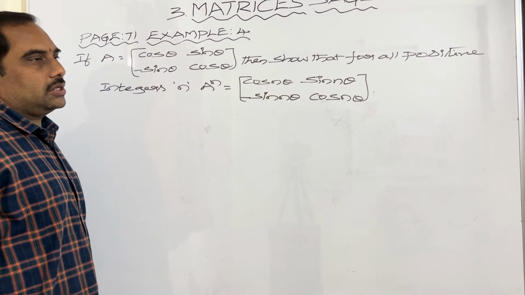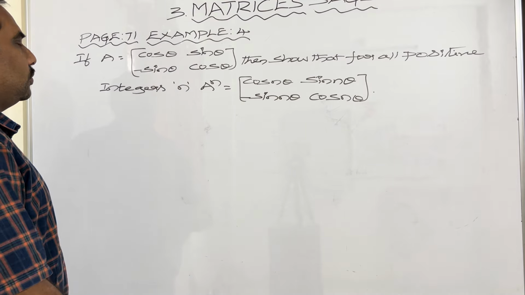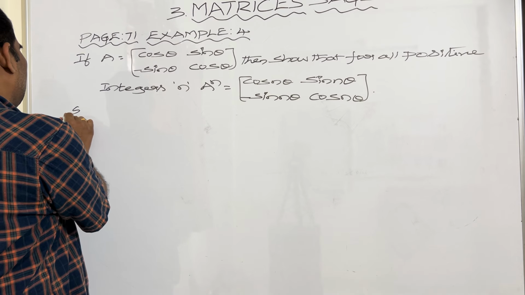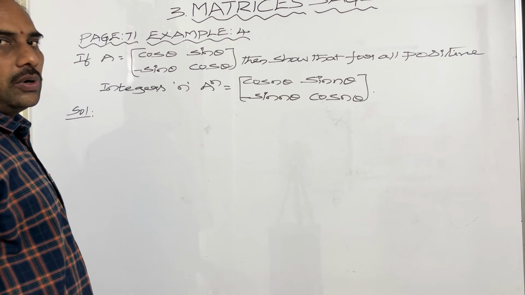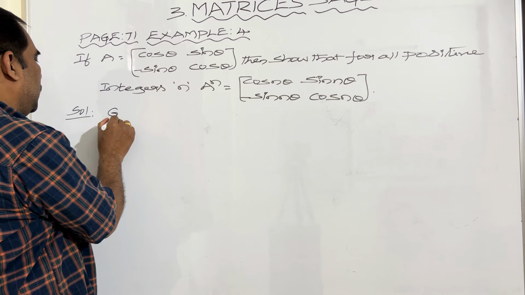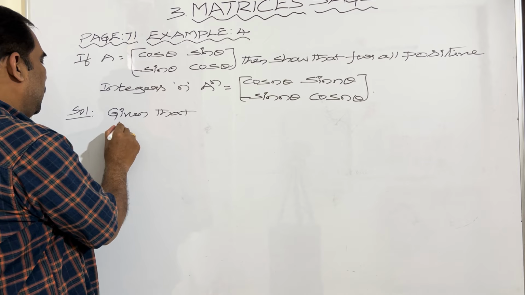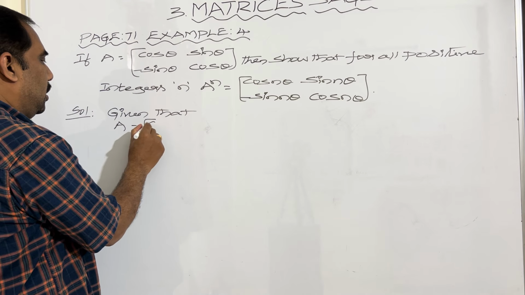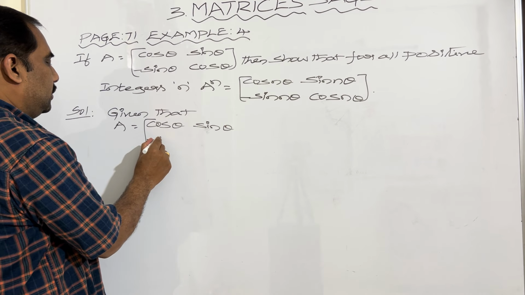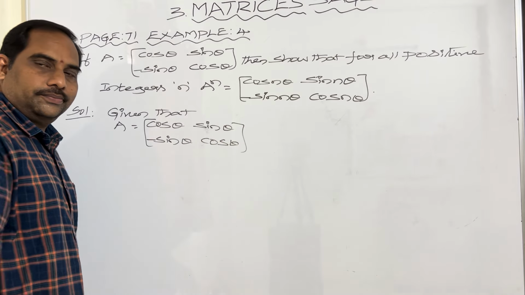We can prove these types of problems in matrices by using mathematical induction. We know that mathematical induction can be proved by using 3 steps. In the solution, first you have to take the given matrix. So given that matrix A is equal to cos theta, sin theta, minus sin theta, cos theta. This is a 2 by 2 matrix, right?